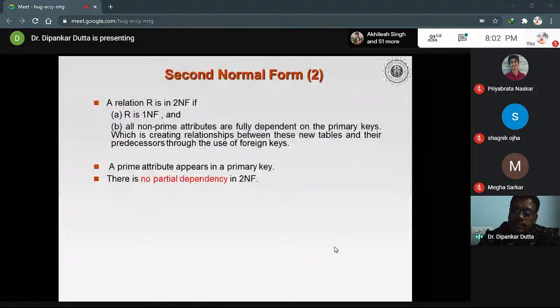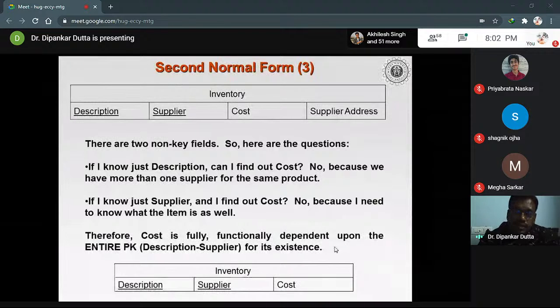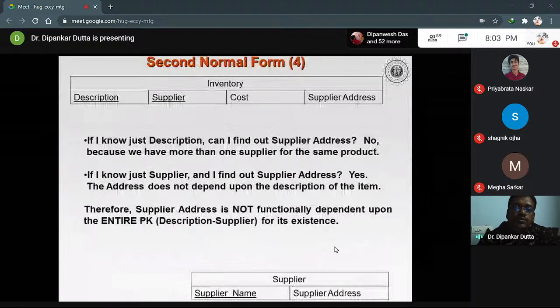So, the first normal form is very clear. First normal form means in every cell there will be atomic values. In second normal form the condition is that all other non-prime attributes must be fully functionally dependent on the primary key. If there is partial dependency, we have to break it. That is second normal form. Third normal form, let me explain with an example.